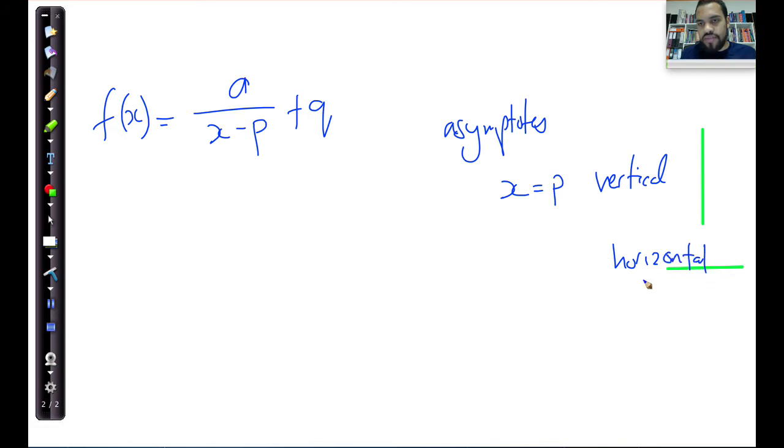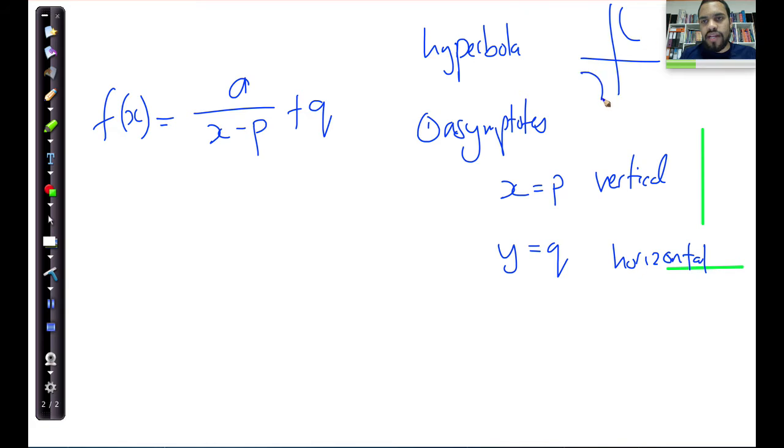Horizontal asymptote is going to be y is equal to q, which goes across like so. So those are the asymptotes, 1 and 2. I'm just going to list that as 1 there. Secondly, the type of graph this is a hyperbola. This is a hyperbola, and this graph looks like so and like so. Okay, make that number 1. Make the asymptotes the second property that we know of it, and I think that's about it.